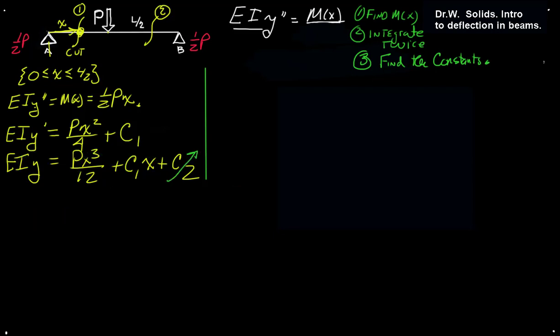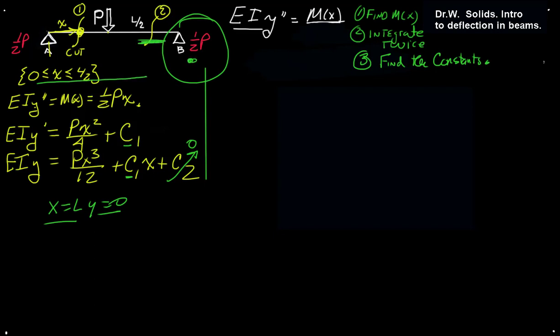So c2 is 0. To get c1 is a little trickier. We can't use the other logical boundary condition of x equal to L, y equal to 0. That's back here, because this equation set is not valid in that domain, so we can't look over here yet. We also don't really know the value of the slope anywhere.